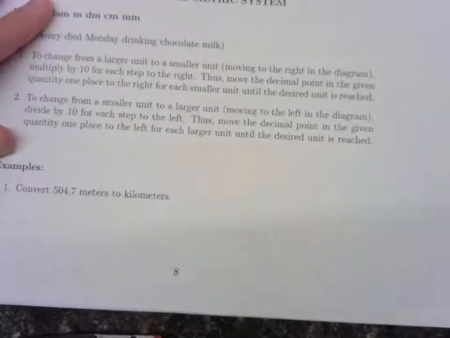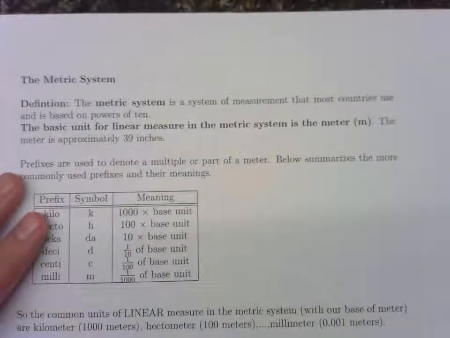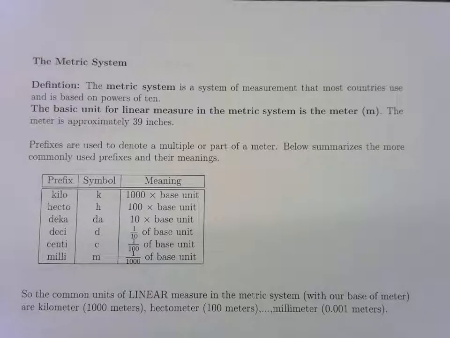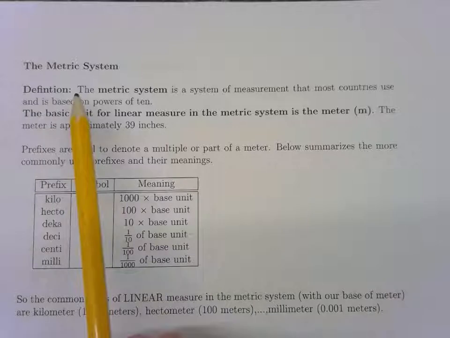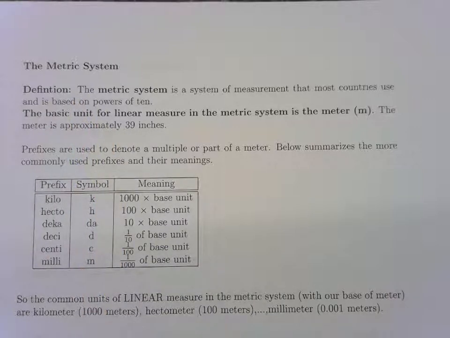Okay, on to page 8, we're going to look at the metric system. This system is just different units of measure. We're not going to be using feet, inches, yards, miles anymore. We're going to be using something like kilometers, centimeters, millimeters, decameters. This is a system that's used in most countries. The definition: the metric system is a system of measurement that most countries use and is based on powers of 10. This is important because most countries use it, so you need to know this one. I don't think the United States will be switching over to the metric system anytime soon.